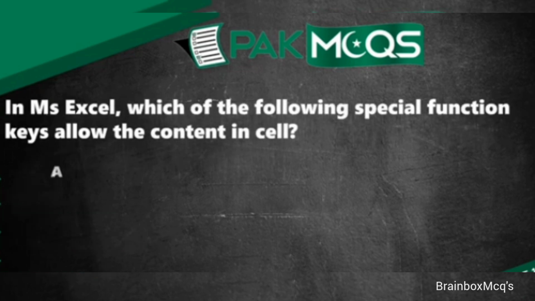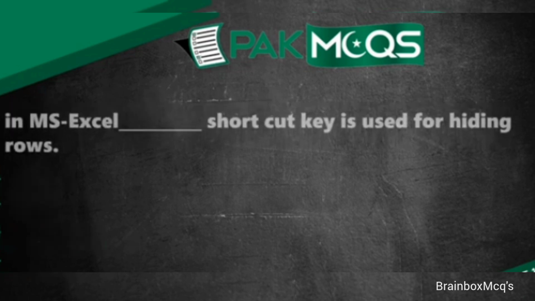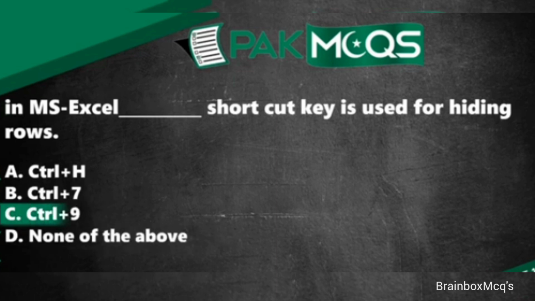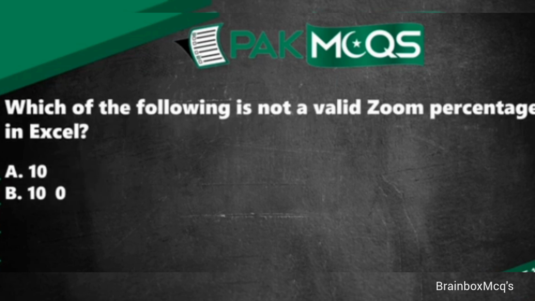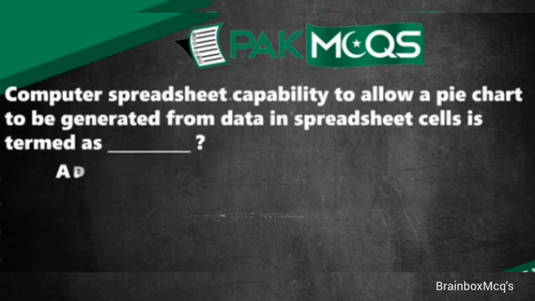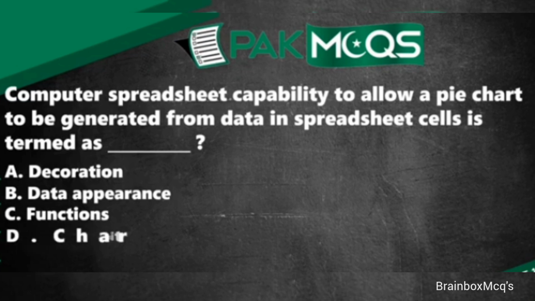In MS Excel, which of the following special function keys allows editing the content in a cell? Space. In MS Excel, dash shortcut key is used for hiding rows. Control+9. Which of the following is not a valid zoom percentage in Excel? The right option is D, 500. Computer spreadsheet capability to allow a pie chart to be generated from data in spreadsheet cells is termed as. The right option is charting.